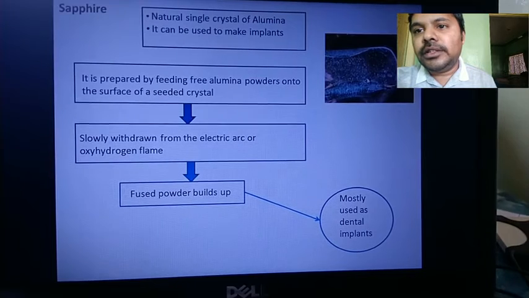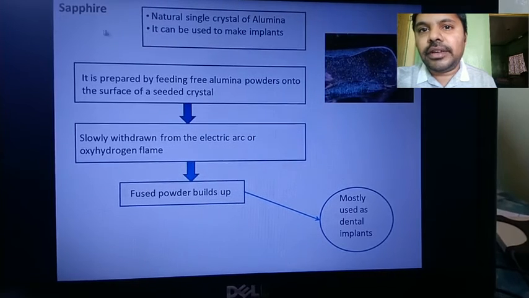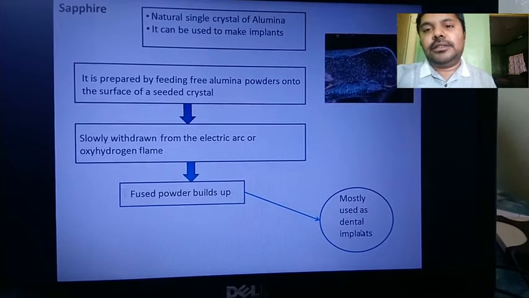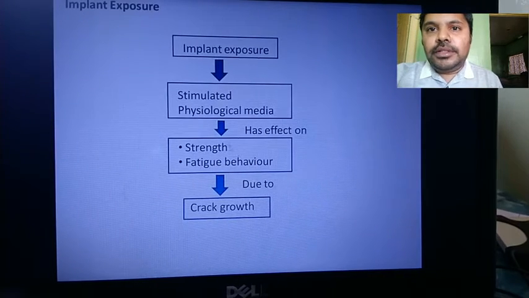So the alumina will be grown over the surface of the seed, which is grown on the surface of the crystal. That is called sapphire. So that is called sapphire. Mostly it is used in dental implants. So this is implant exposure.